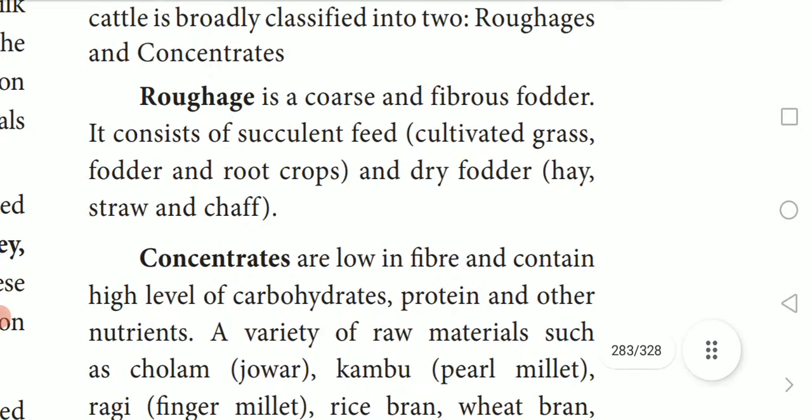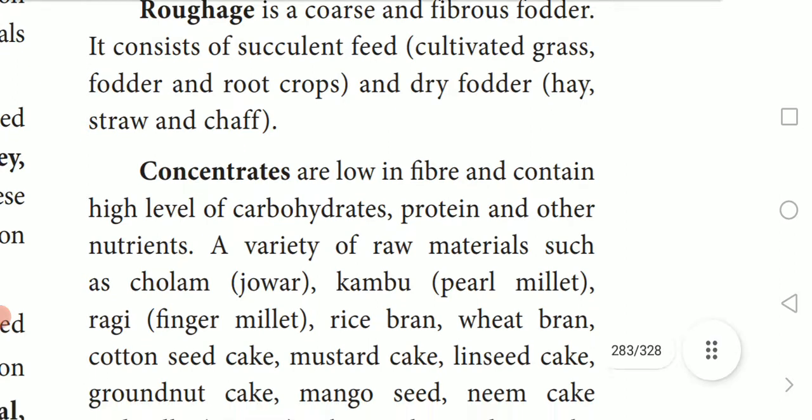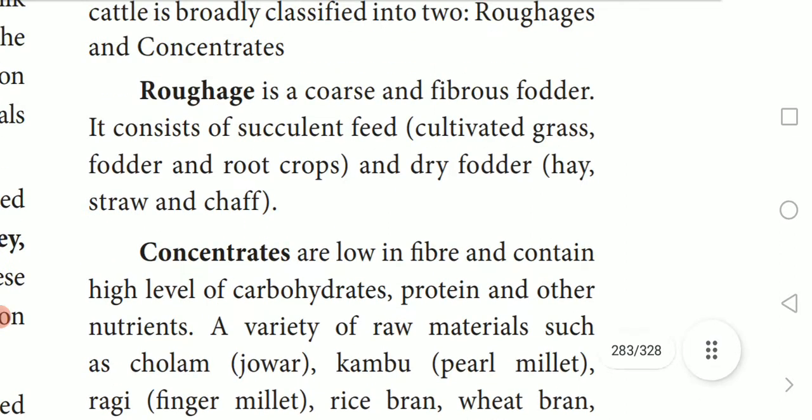What is roughage? Roughage is a coarse and fibrous fodder. Fodder means food. Fibrous fodder means fibrous food. It consists of succulent feed, such as cultivated grass, fodder and root crops, and dry fodder, dry food, hay, straw, and chaff. So these are all called roughage.